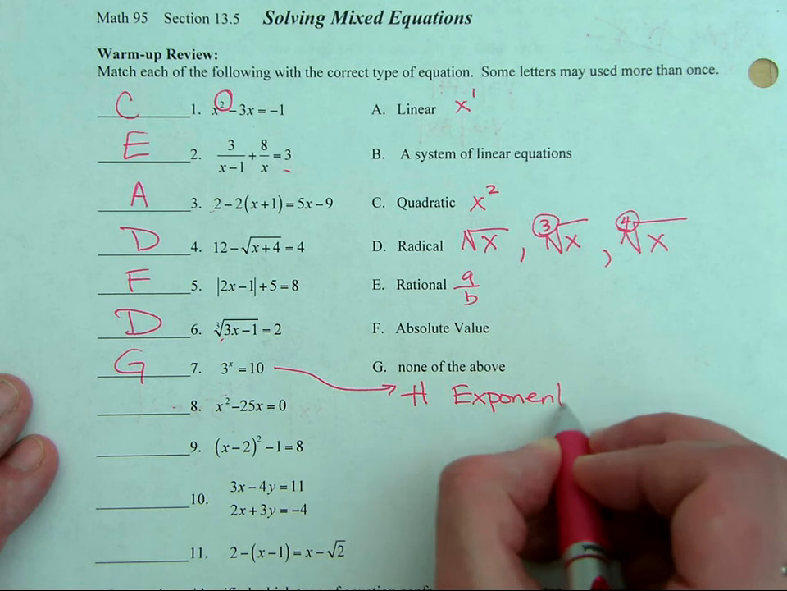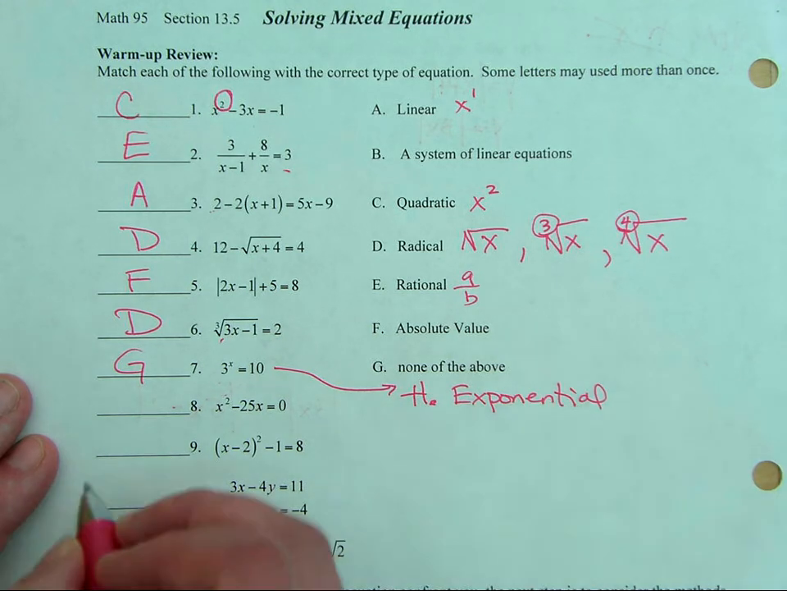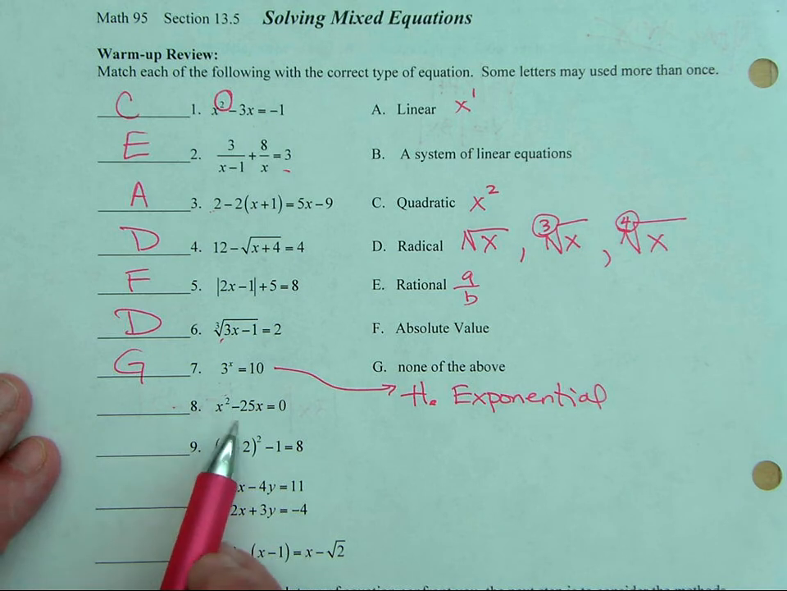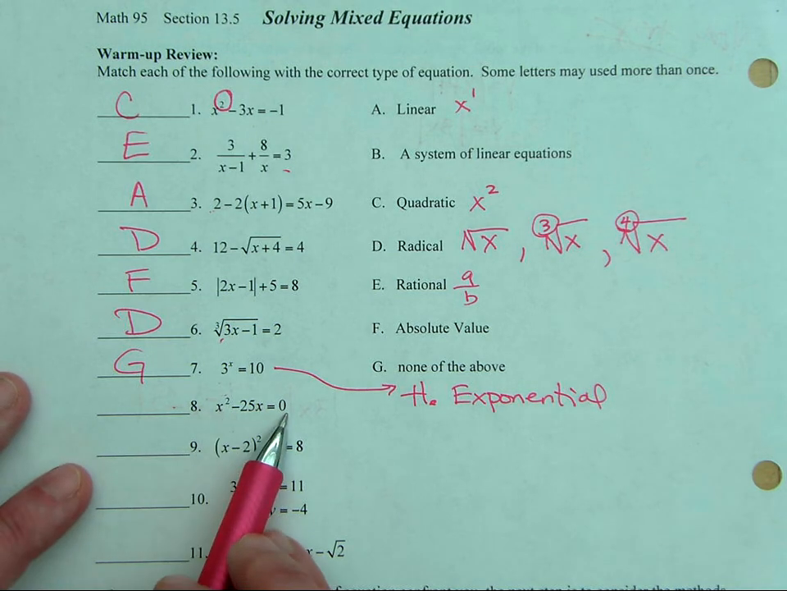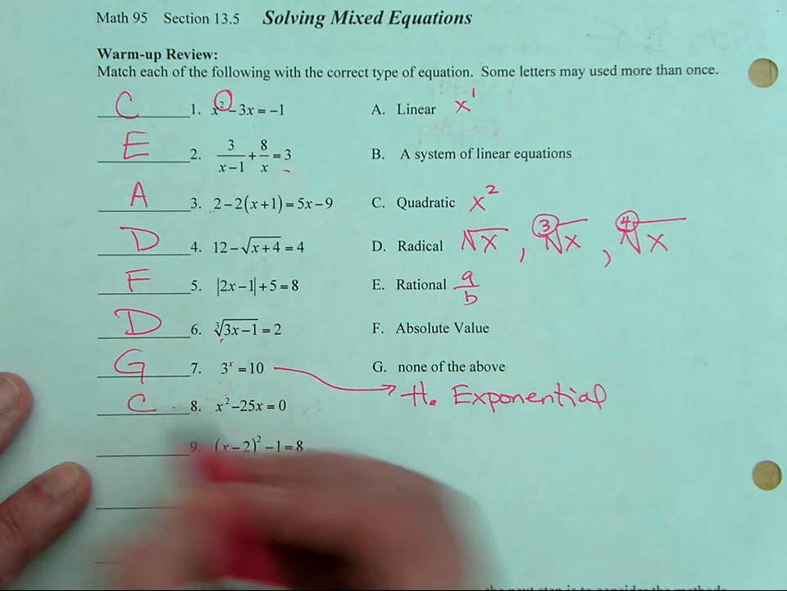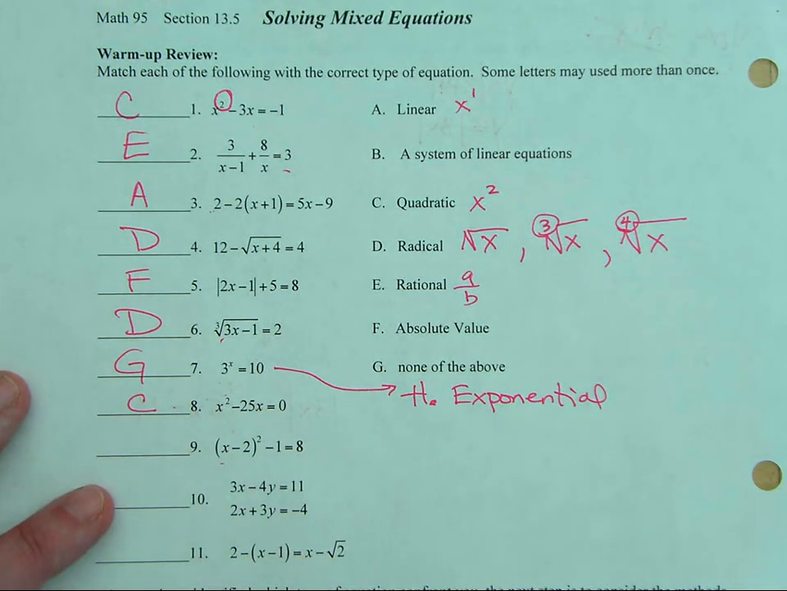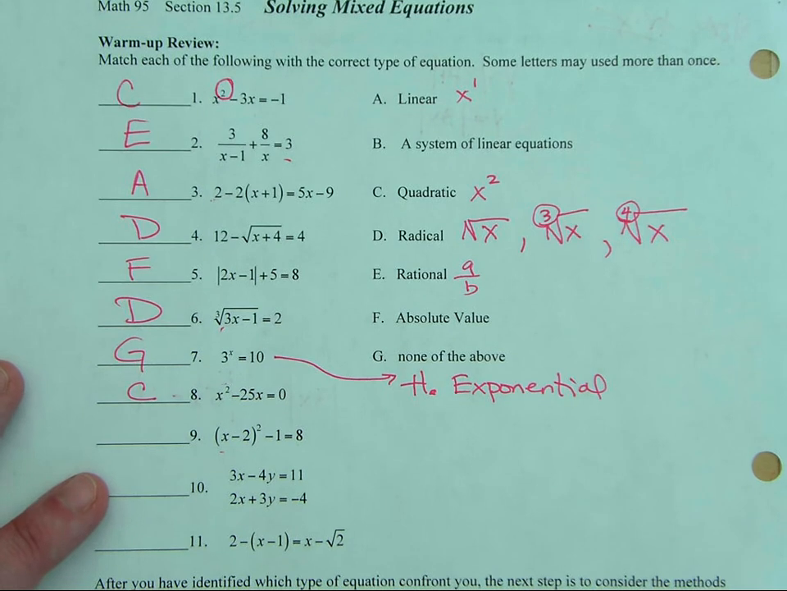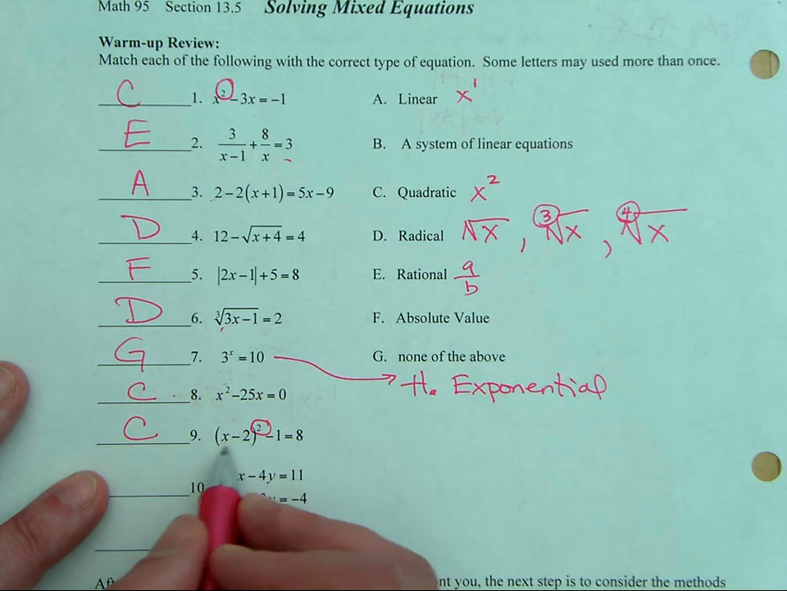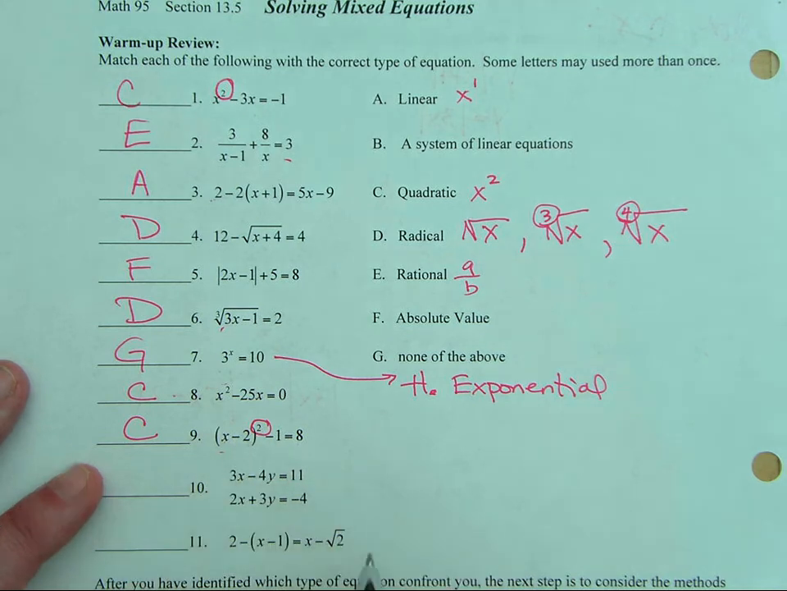Exponential. That wasn't on the list, and you'll look at that more in Math 111, but you can tell it's exponential because the variable is in the exponent. That's what we call exponential. Okay, what about this next one here? This one is quadratic, so that's C. Here, also quadratic. Do you see where it's going to be quadratic because the x is going to end up being squared when you FOIL that out, or you could solve it using other methods.